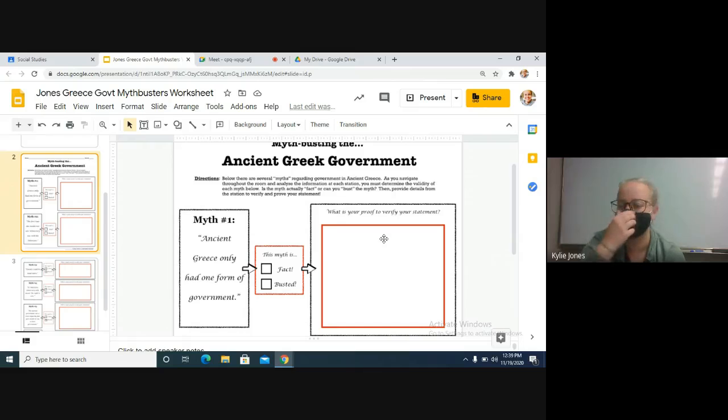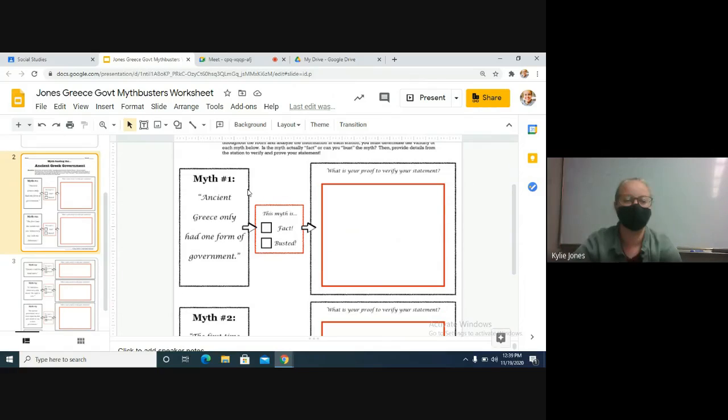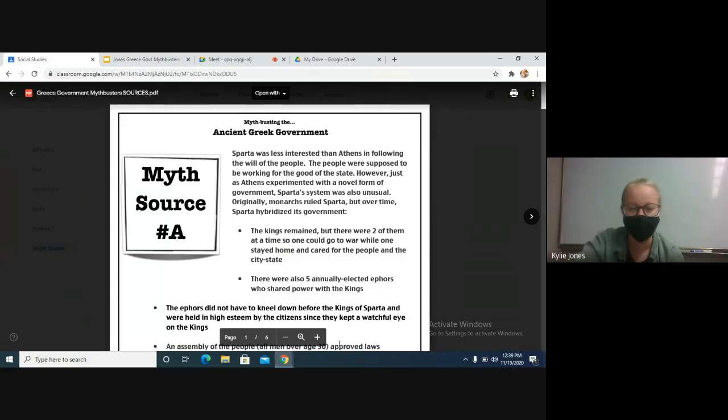So we're going to read through that first page, and we are going to say if it's true or false. Did ancient Greece only have one form of government? So we either need to say fact, totally true, or we need to say, nope, that's busted, not true, and here's why. So let's go read our first page over here. Zoom in a little bit.